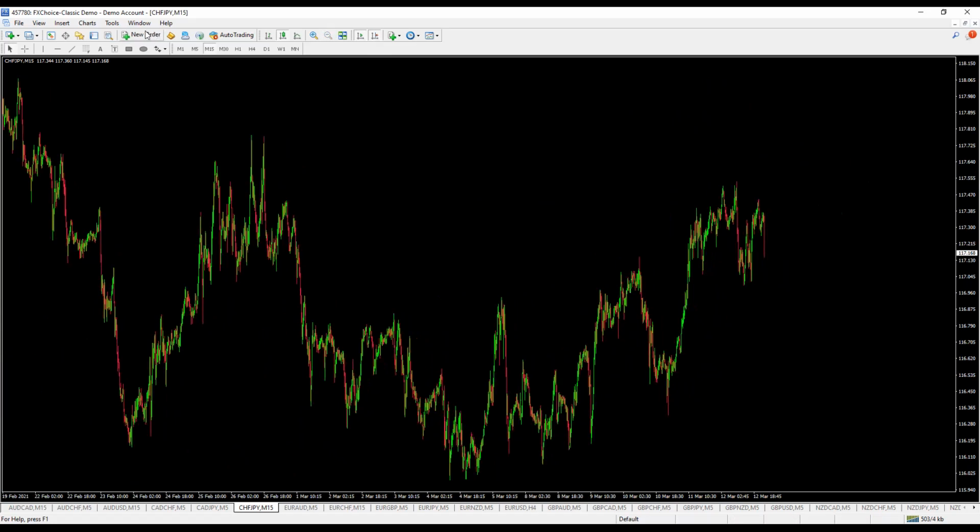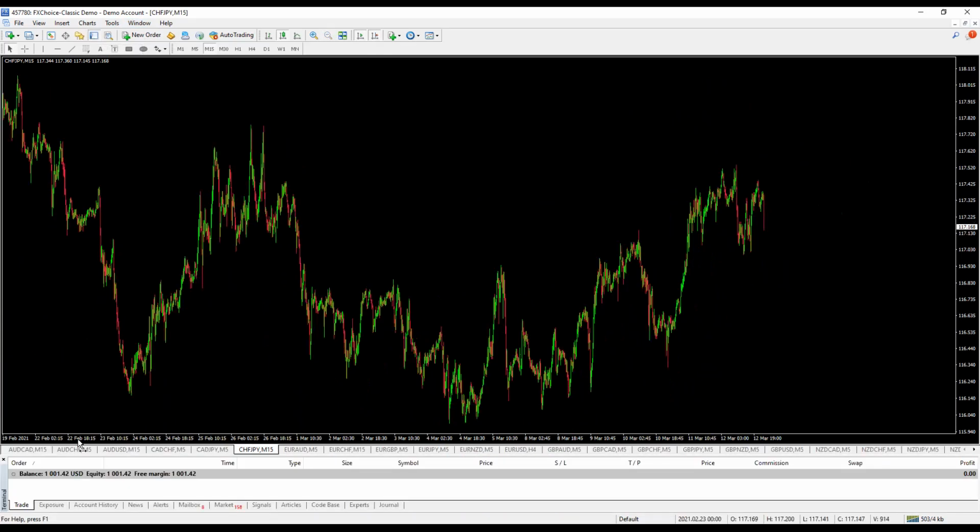Now, a couple other things. When you open your account for the first time, you're going to see this section here, the terminal, and you will see your balance. Now, obviously, this is a demo account that I'm using for this training, right? You will see your balance down here. You'll see your equity and your free margin.